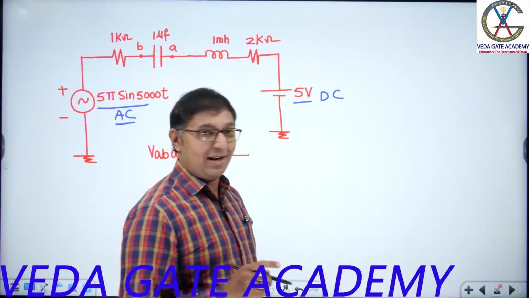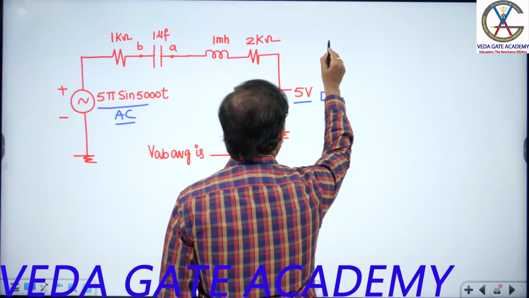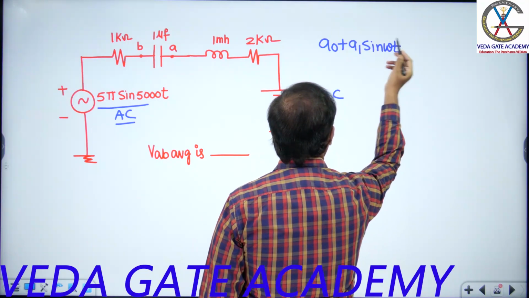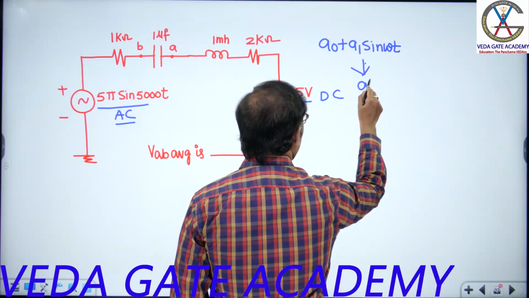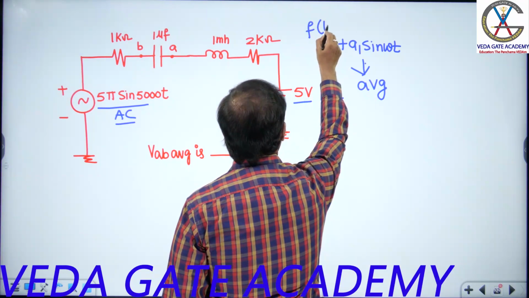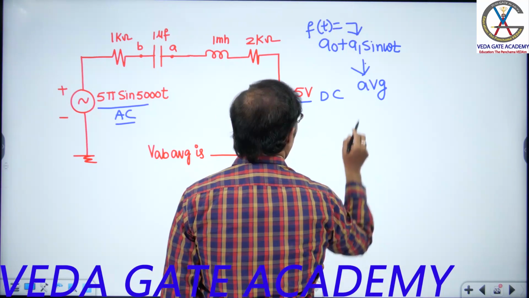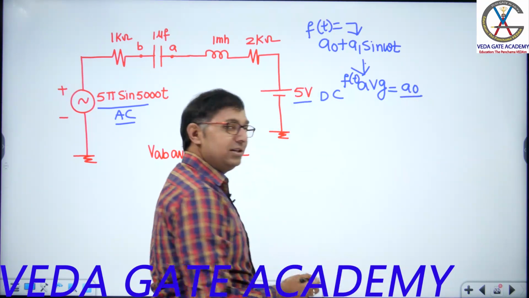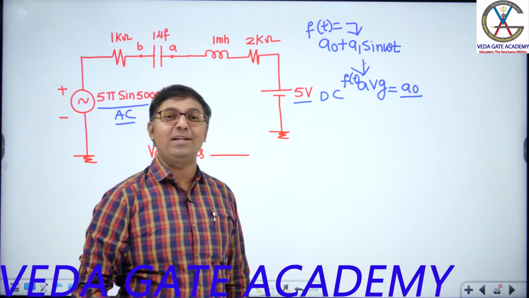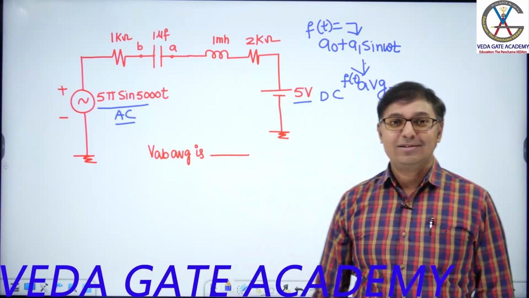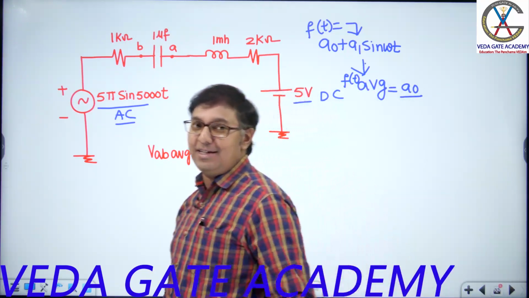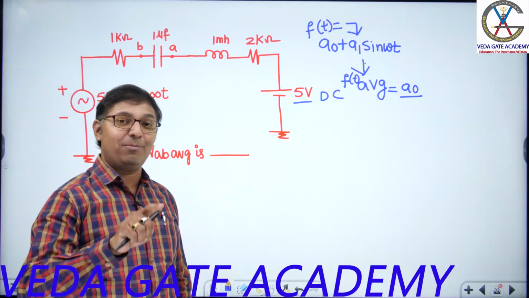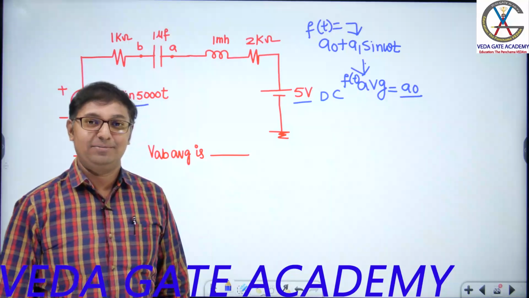Hope you remember, in the earlier session we had A0 plus A1 sin omega t, the mathematical functions. What is the average value of this? Suppose f of t is this, what is f of t average? Simply A0. The average value comes only from the DC term. When your expression contains both DC and AC terms, the average value is simply the DC term. That basic point of mathematical function averages I will be using here.